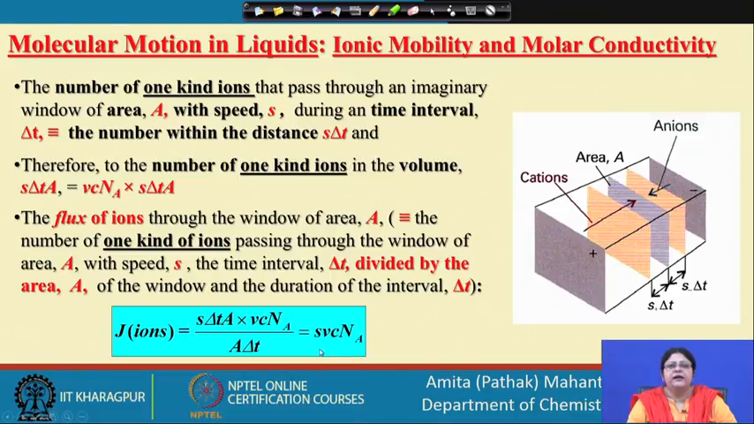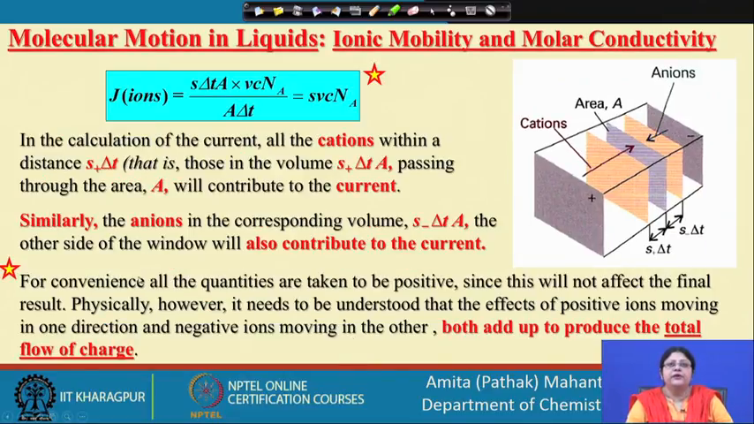So, what we get is that the flux of ions of a particular kind passing through a window A in time delta t is nothing but the drift speed into the number of ions per formula unit, nu, into the molar concentration of the electrolyte, into the Avogadro number. So, this is what we have in the calculation of the current. Now, we want to find out the total current.